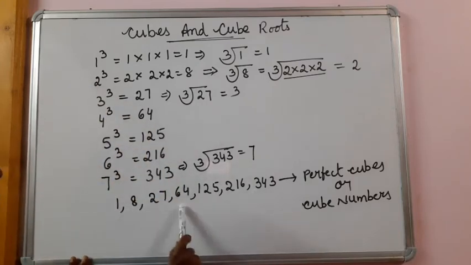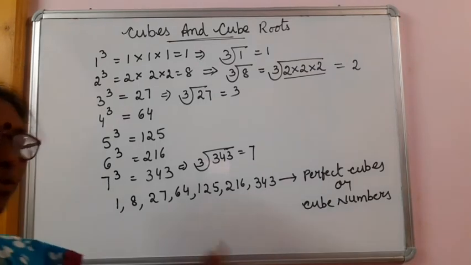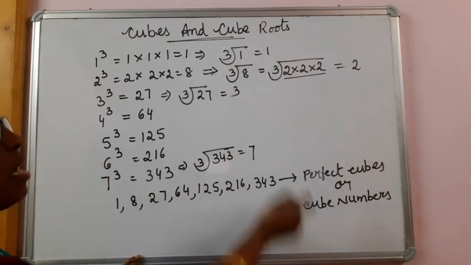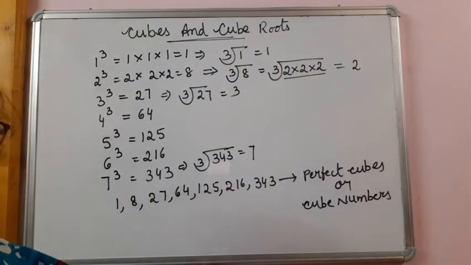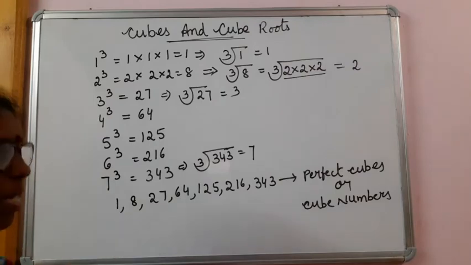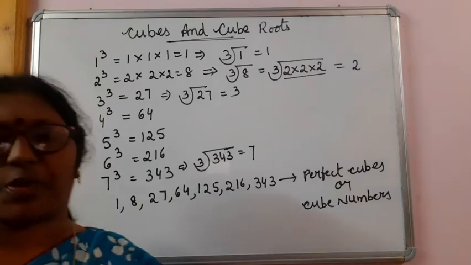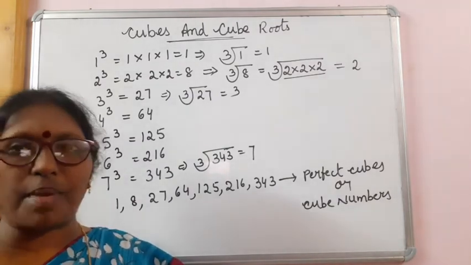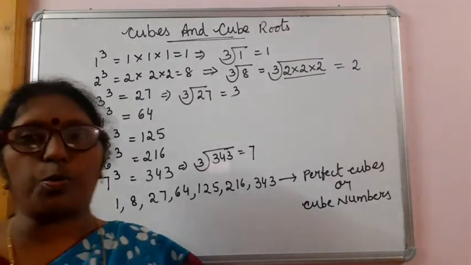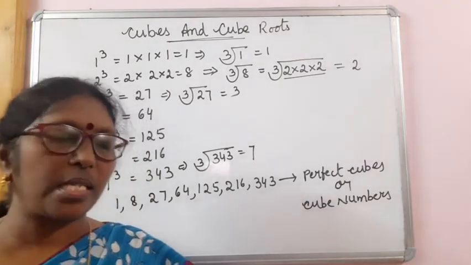So these are all said to be cube numbers or perfect cubes. If you want to find the cube root of a number, you have to factorize it, and for 3 equal factors you take 1, so that you get the cube root. Whenever a number is given to you, to find out if it is a perfect cube or not, you have to see whether the number can be factorized into groups of 3 equal factors. Otherwise, no.